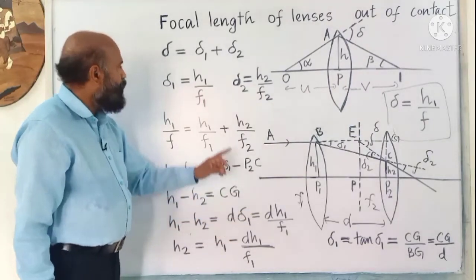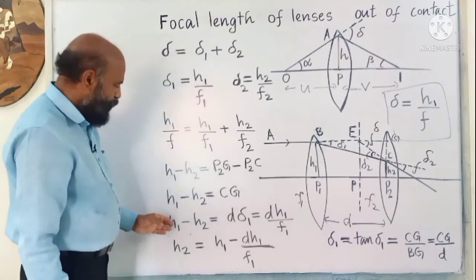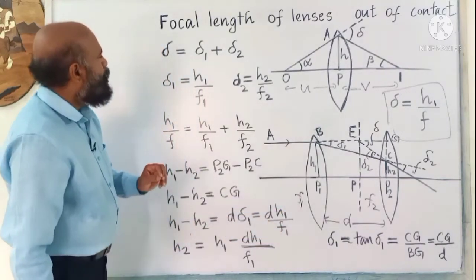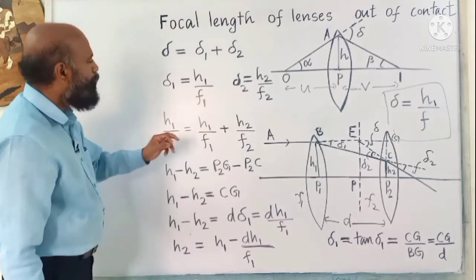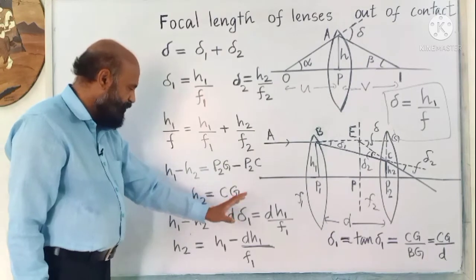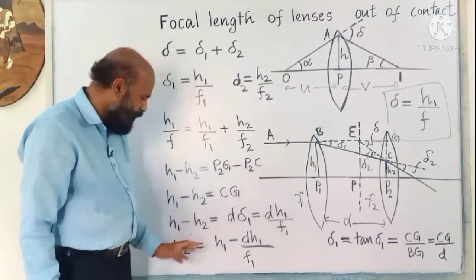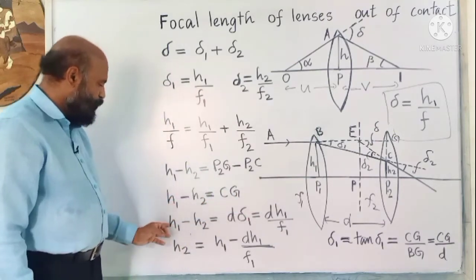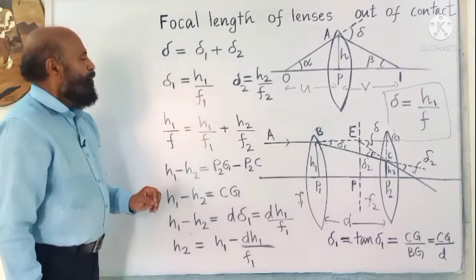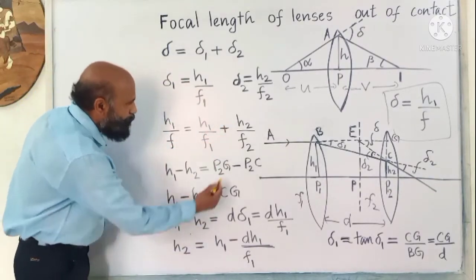Then for delta 1, you can substitute from this h1 by f1. So you are getting h1 minus h2 is d h1 by f1. So we have to get an expression for h2 by f2. Now you take this to the other side. Then h2 when taken to the other side, then this you take to this side. So h1 minus d h1 by f1. We have to get h2 by f2, so divide this completely by f2.